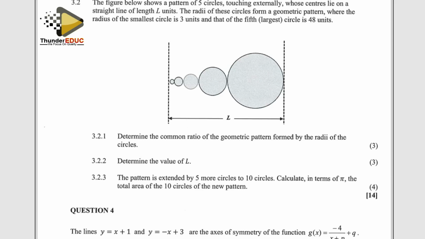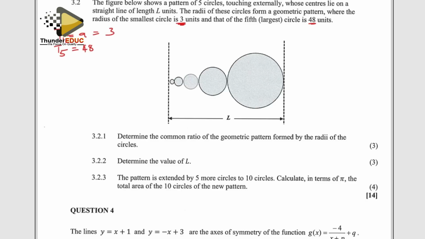Okay, then 3.2. The figure below shows a pattern of 5 circles touching externally whose centers lie in the same straight line with a length L. The radii of the circles form a geometric sequence. Okay, so the smallest circle is 3 units and then the largest is, so I'm going to say my T1, which is A, is 3. And then my T5 is going to be 48.